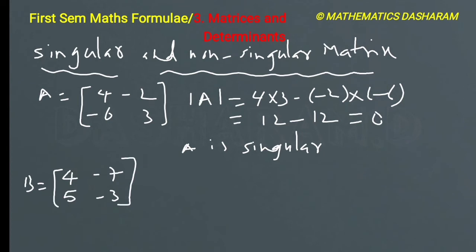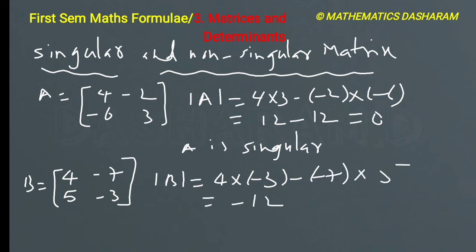Let's take one matrix B. Find its determinant: 4 into minus 3 minus 7 into 5. 4 into minus 3 is minus 12, 7 5s are 35. It is equal to minus 47. It is not equal to 0, so B is called a non-singular matrix.